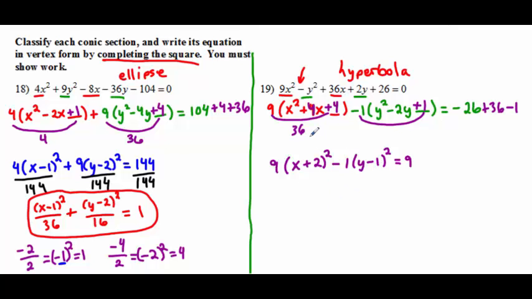Well, when do we divide and when do we not divide? Ellipses and hyperbolas we divide, circles we don't. So I'm going to divide everything by 9 and get for my final answer x plus 2 squared over 1. Oh, I don't need to write over 1 because that's just over 1. And then y minus 1 squared over 9 equals 1.